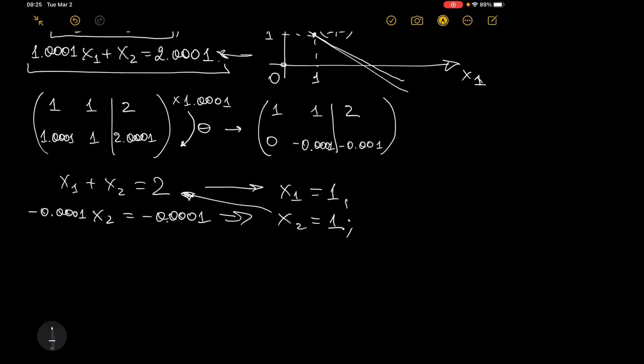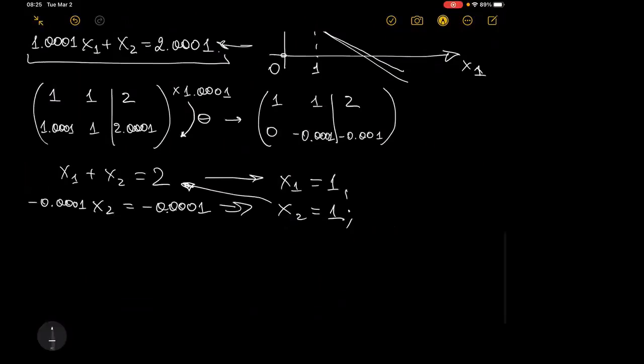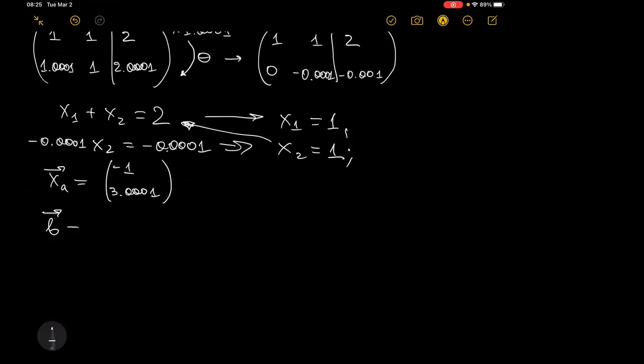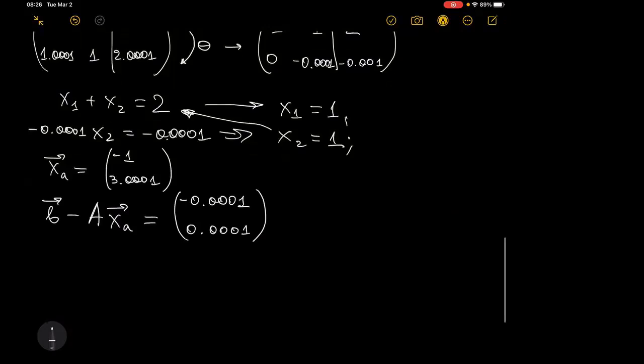Now, let us compute the backward error for the following approximate solution. So the backward error will be, okay, I will just perform all the computations, and I can tell you that it's minus 0.0000001, 0.0000001. So pretty small entries in the vector, right?